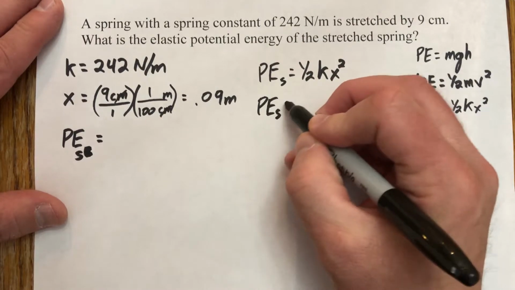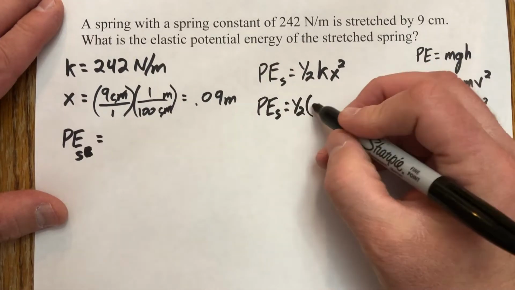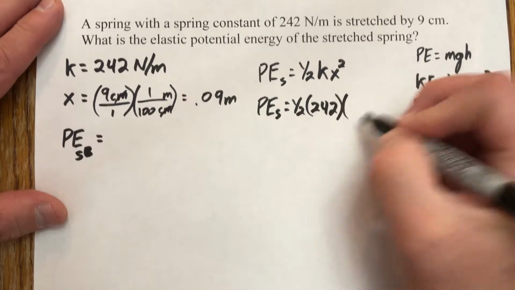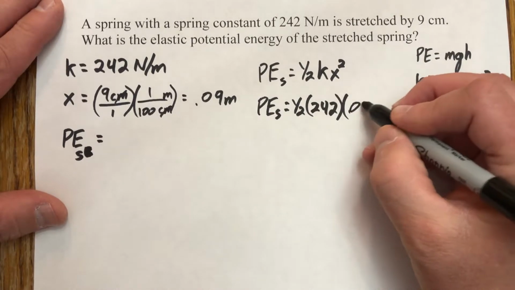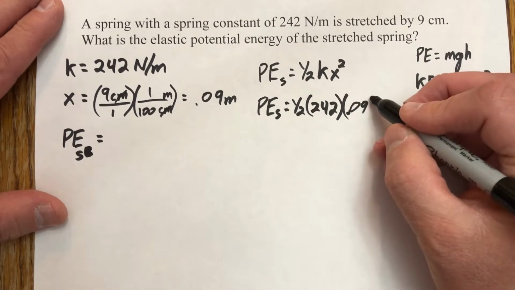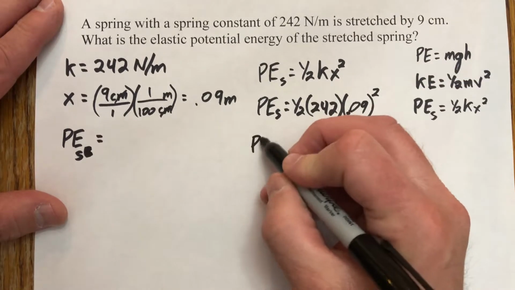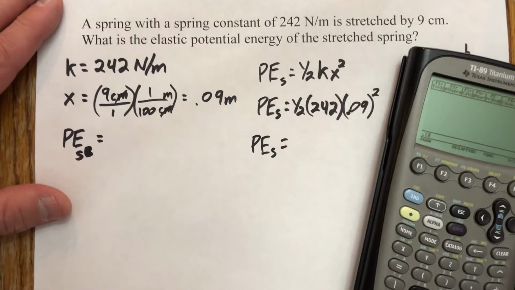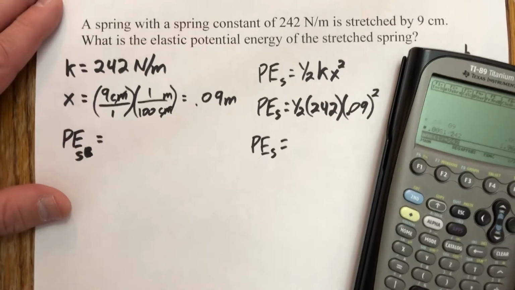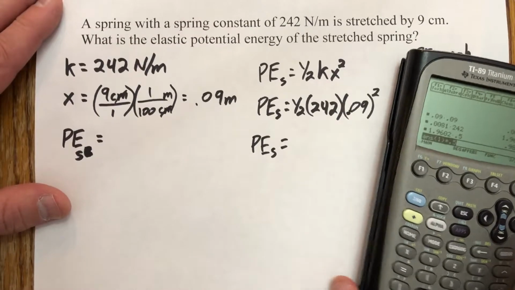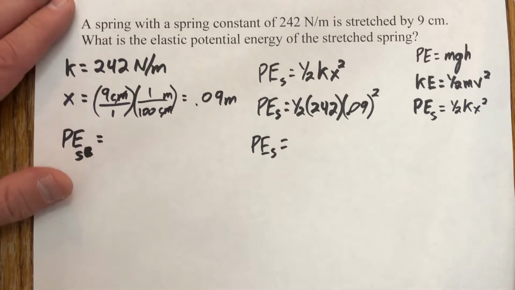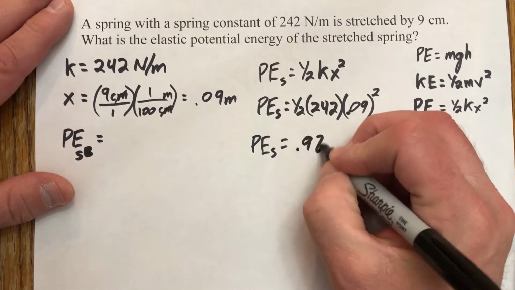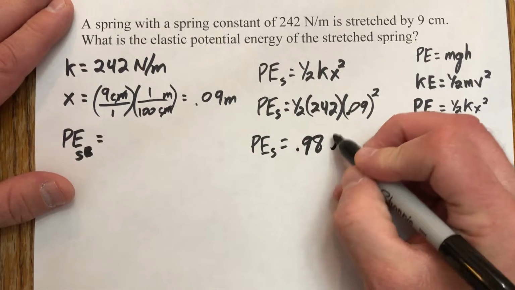Potential energy of the spring equals 1/2 times K, which is 242, times x squared, so it's 0.09 squared, so the potential energy of the spring equals, get our calculator, 0.09 squared, so I'm just going to multiply it by itself again. And then I'm going to times that by 242. And I multiply that by 1/2, which gives me 0.98. And energy is measured in joules.